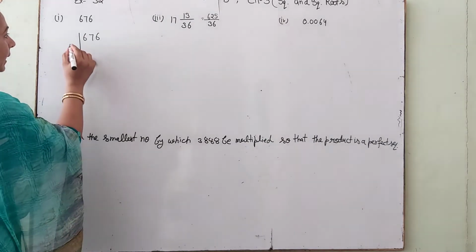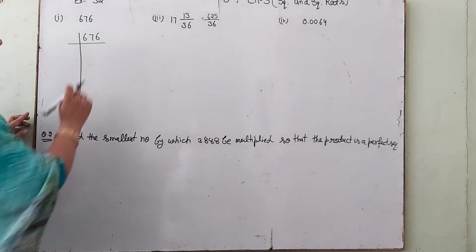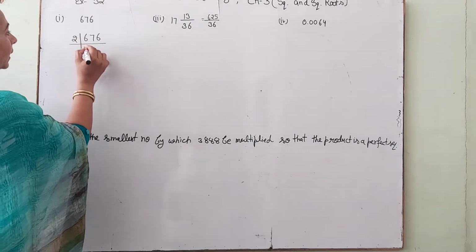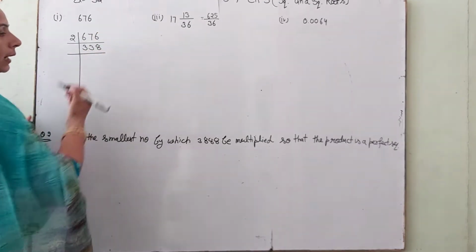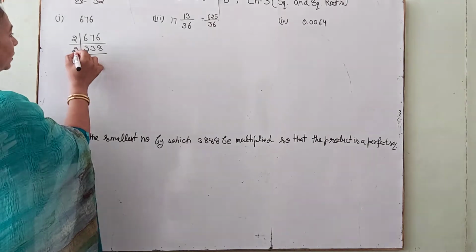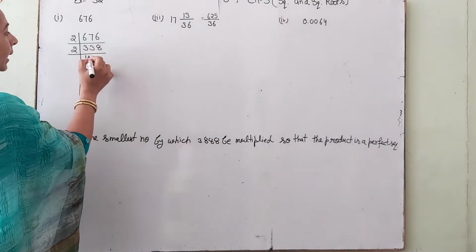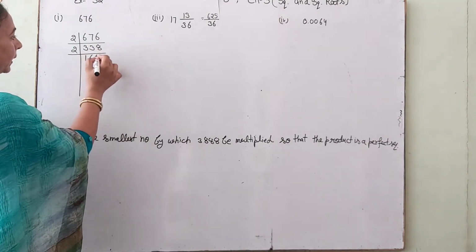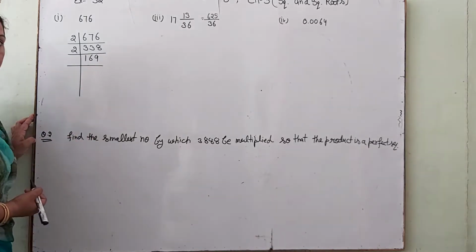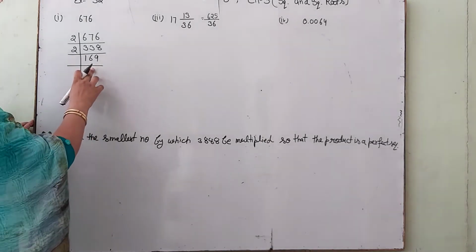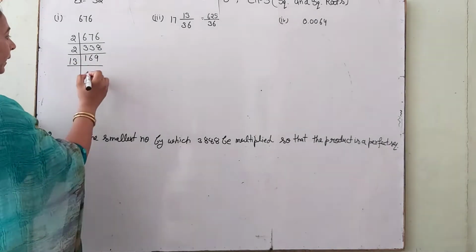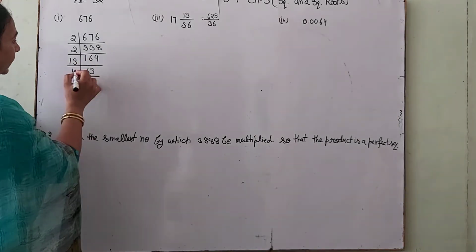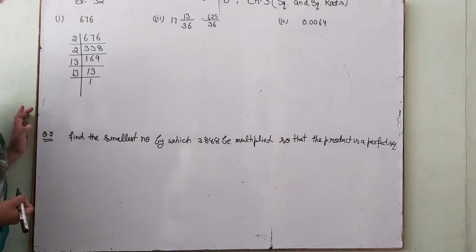We find the prime factors of 676. Divided by 2, we get 338, then again divided by 2, we get 169. This is not divisible by 2, so it is divided by 13, giving 13, and again by 13.